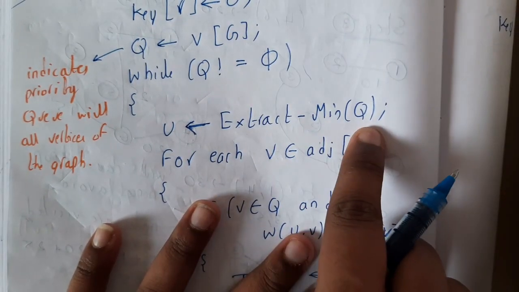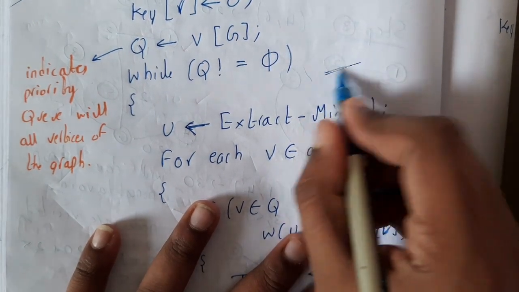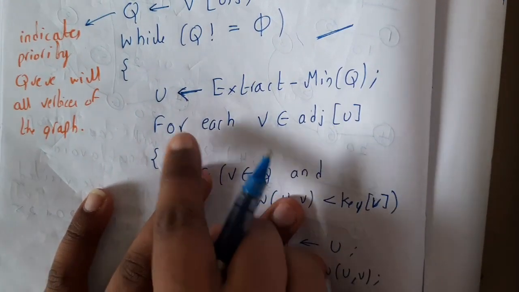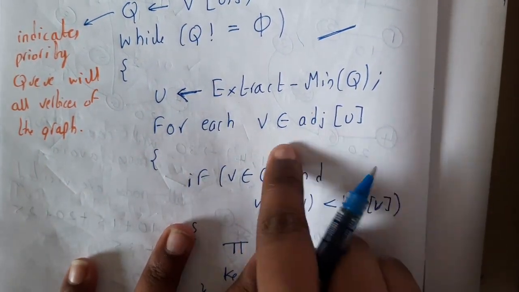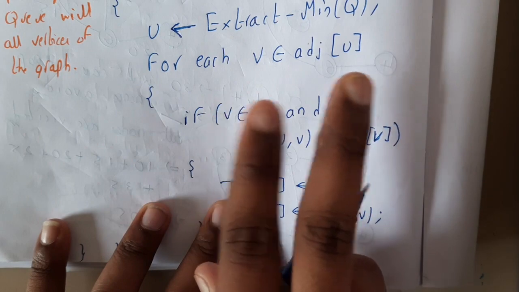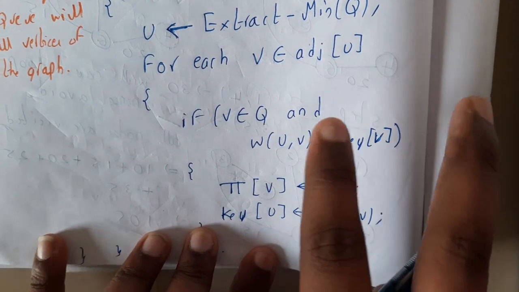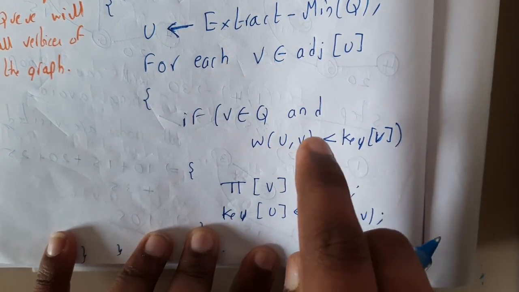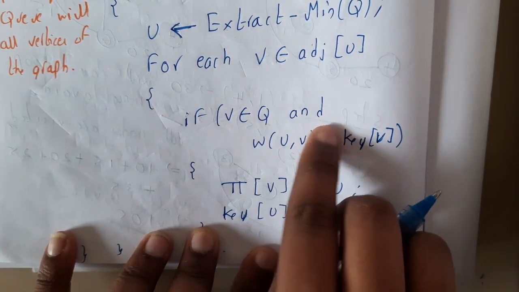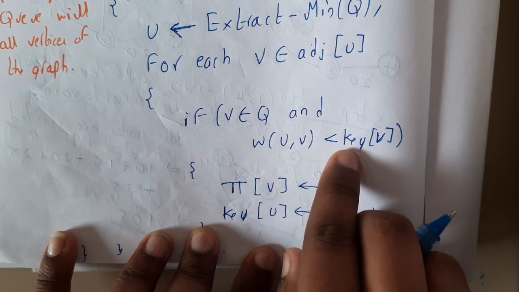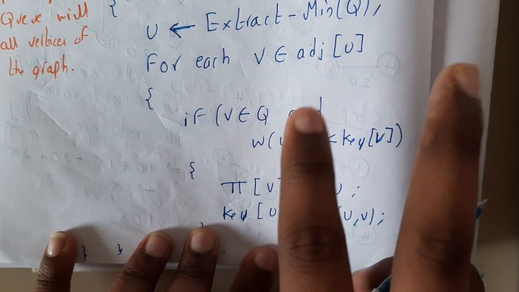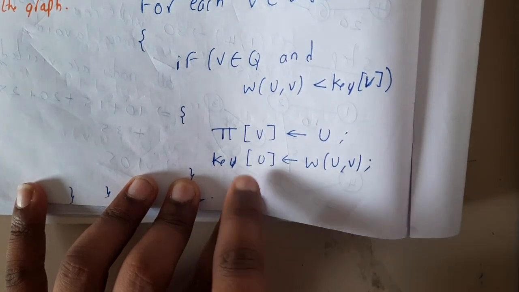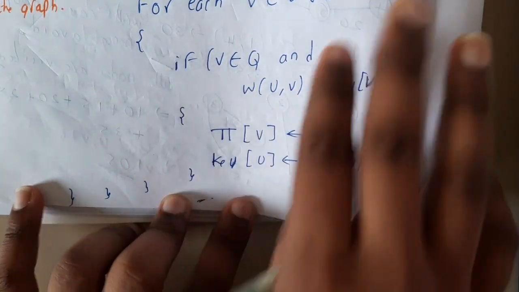We will be extracting the minimum of the queue, like the minimum edge of the queue, and we will be storing it in U. Okay, and we will be checking whether there is any connectivity. If a connection is possible, we will be connecting it. Else, if it is forming a loop, we will be avoiding it. So if v belongs to Q and the weight of (u, v) is less than the key of v, meaning the cost is also minimum, we will be selecting that, and we will be assigning u as its parent, and we will be assigning the weight also. So this is how this whole algorithm works, guys.